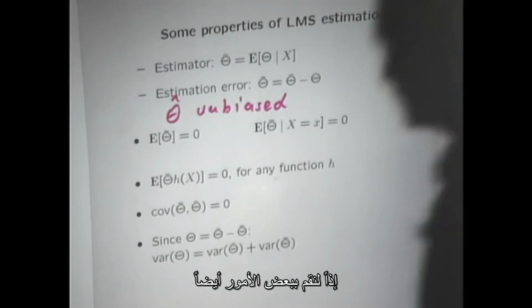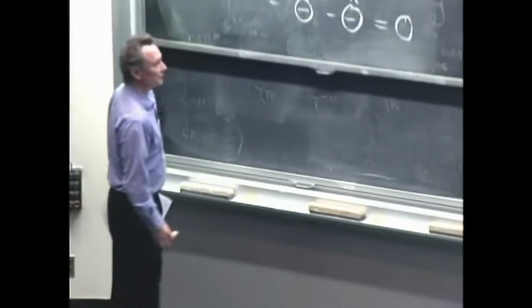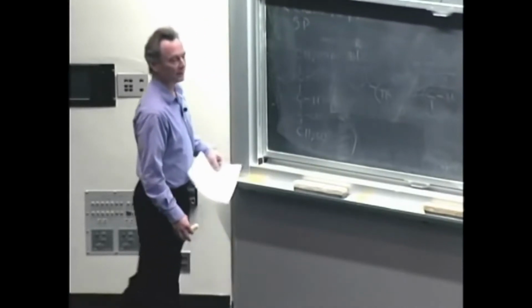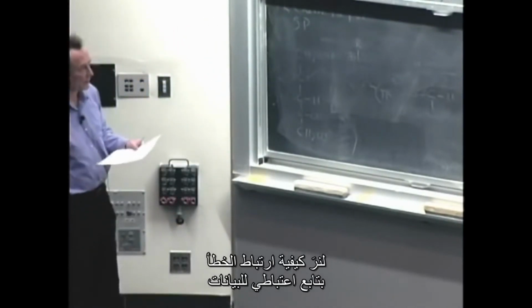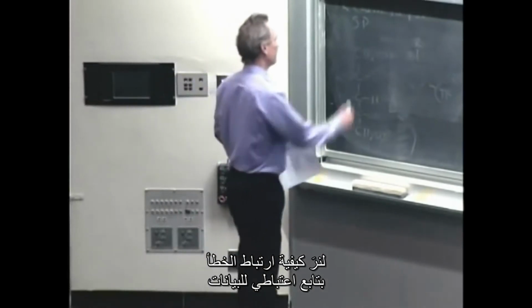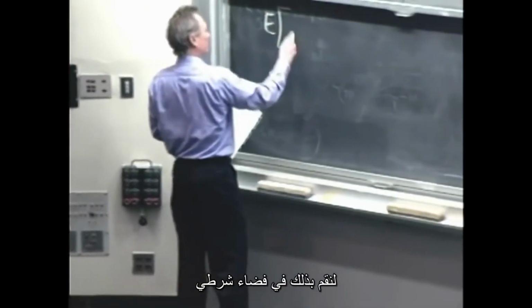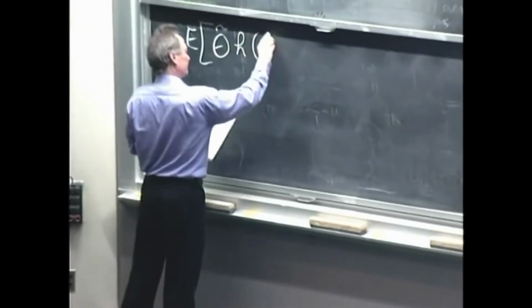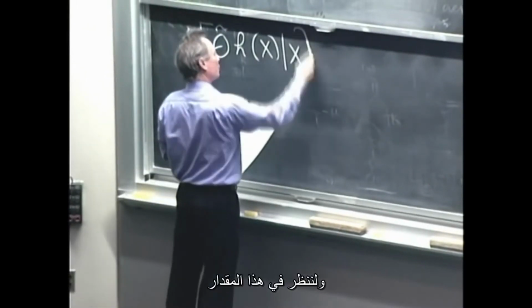So let's do a little more playing here. Let's see how our error is related to an arbitrary function of the data. Let's do this in a conditional universe. And look at this quantity.